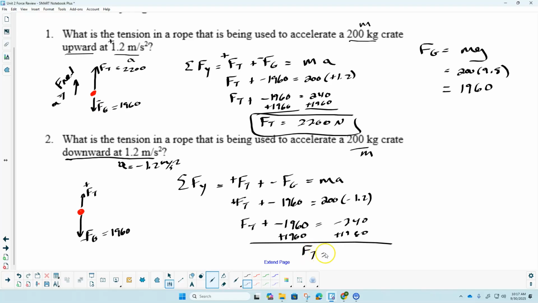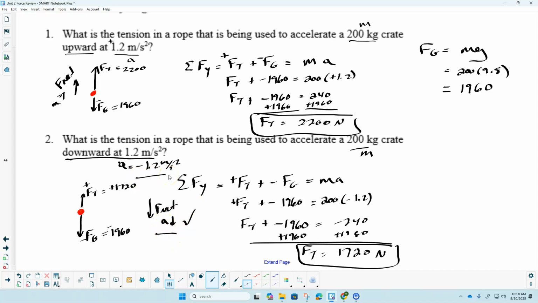And I get the tension as something like 1720 newtons. So again, just checking it to make sure it makes sense. If this is a positive 1720 and I have a negative 1,960, the downward direction is going to win the tug of war, so the net force is down, which makes my acceleration down, which checks out with my value.